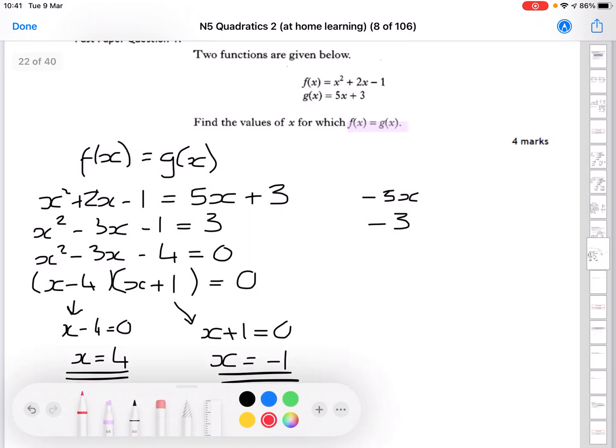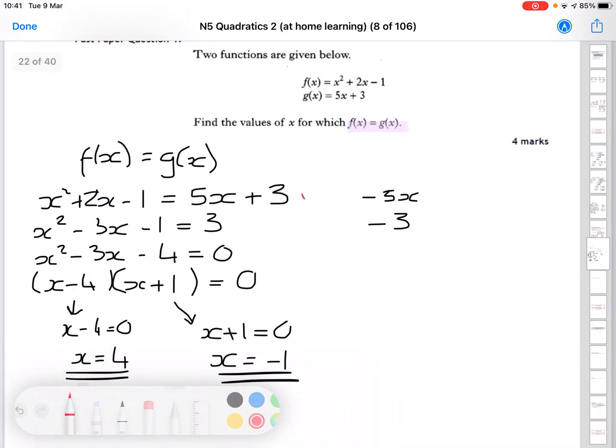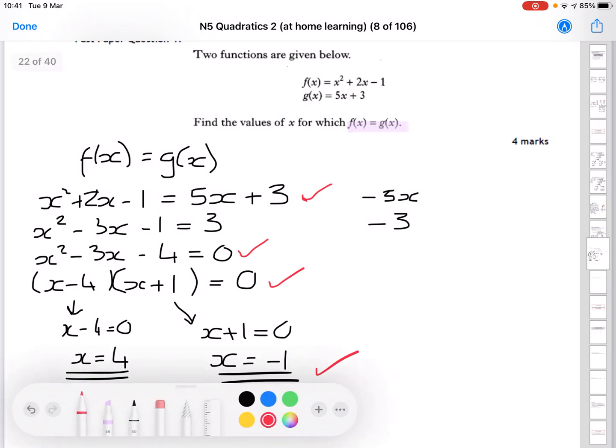Like I said, it's really easy 4 marks to get. Your first mark is for setting these 2 equations equal to each other. So that would be your first mark. Your second mark is for getting all your terms to the left hand side and equal 0 on the right hand side. So that line there. Your third mark is for factorising it correctly into 2 brackets. And then your last mark is for your 2 answers. So a very easy 4 marks to get, fairly quick question to do.